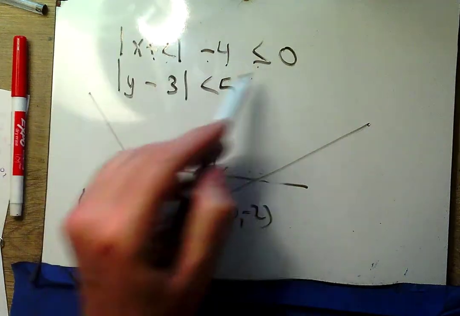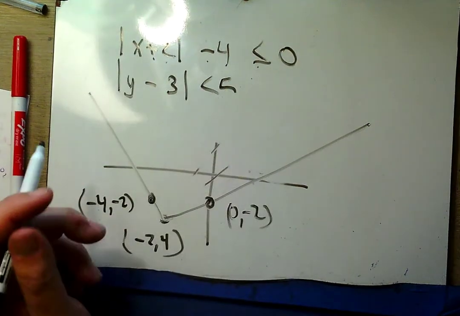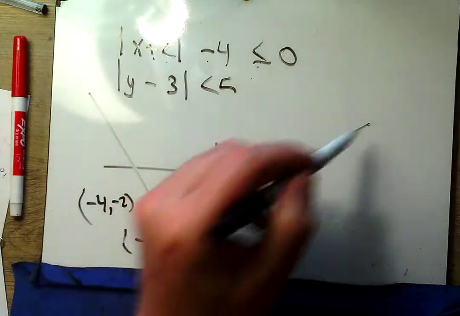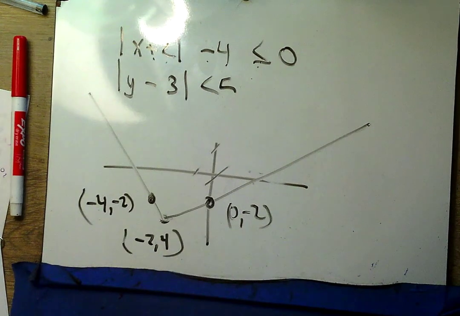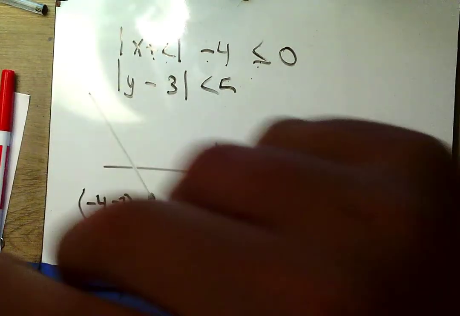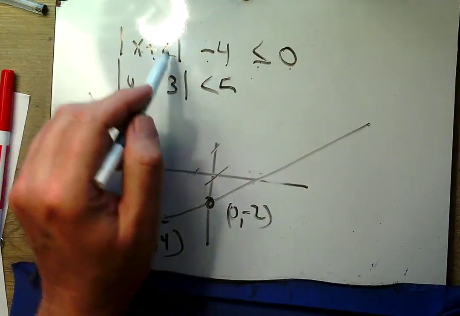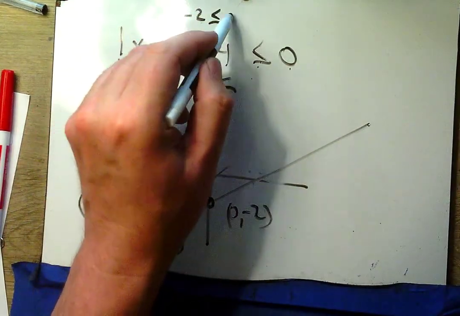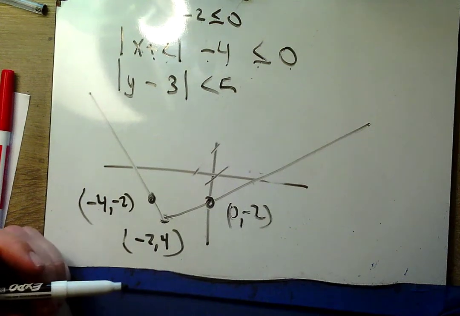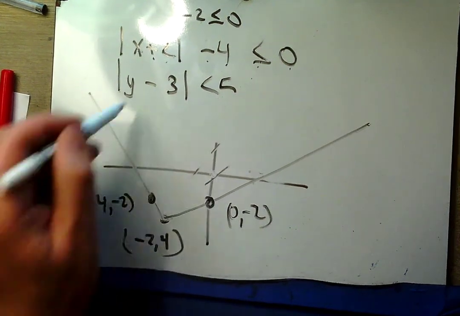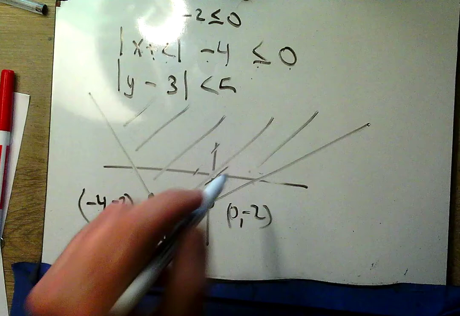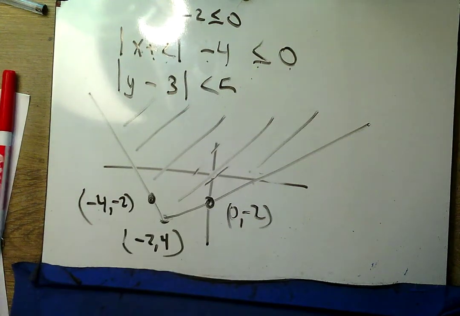You could also graph this using your transformations. We want the solid line. And what about the testing? Well, if I test 0, 0, I'm going to have -2 is less than or equal to 0. Yeah, that's true. So this is a solution. So everything inside that V is going to be a solution.